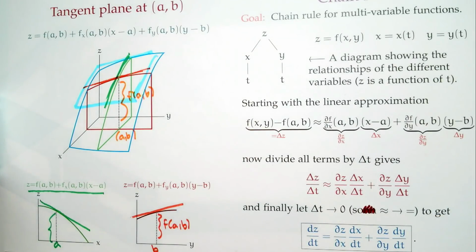So what happens is that the approximation is going to become an equality because our error gets smaller the closer we are.